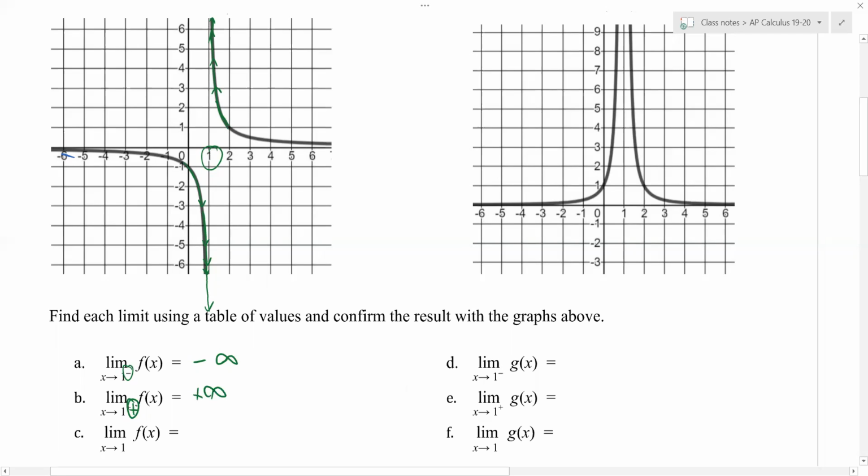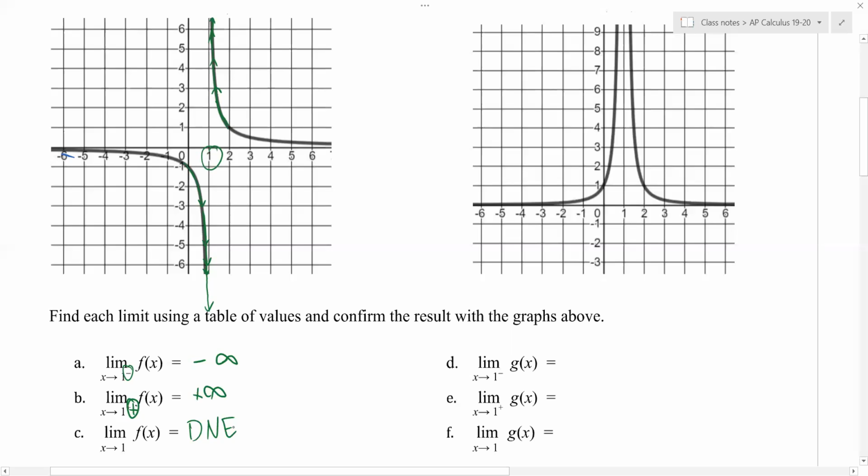It's positive infinity. Now, if we have negative infinity from the left and positive infinity from the right, what's the limit as x approaches 1 of f of x? Well, since they're not the same, the limit does not exist.